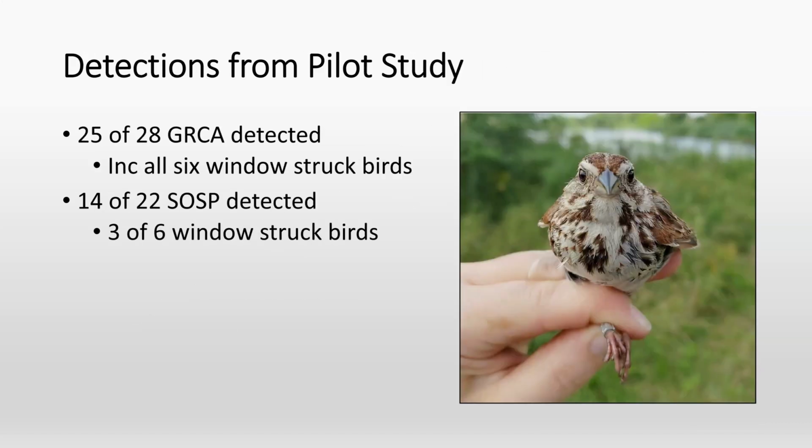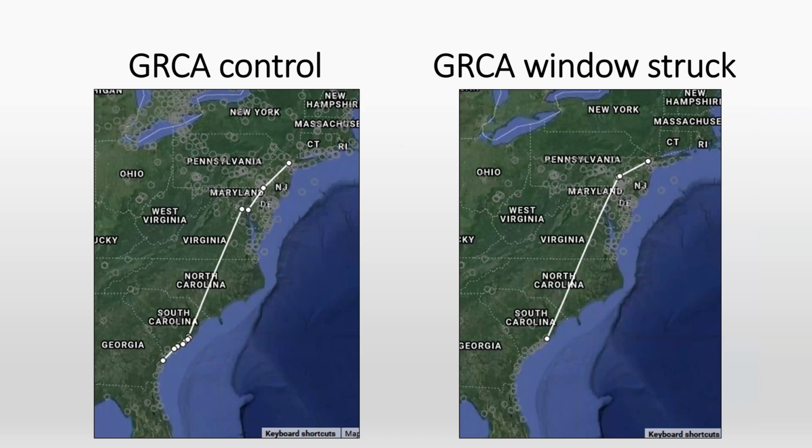And for catbirds, we had almost all of them detected, including all 6 window strikes. And for the song sparrows, they're, again, just less migratory. And we actually discovered later they had mostly completed their migration by the time they got through New Jersey, because we saw some northern migration later. Whatever, we got 14 of 22 of them, including half of the window strike birds. You can see that these are pretty similar maps.